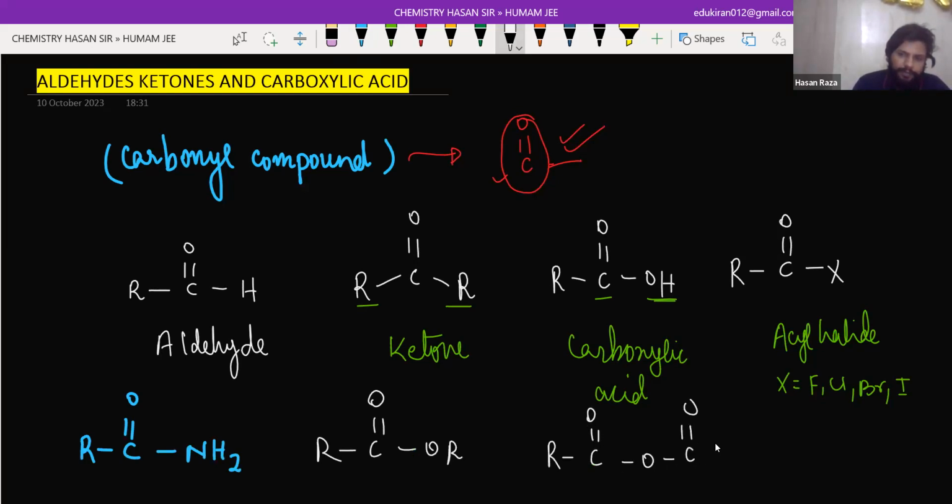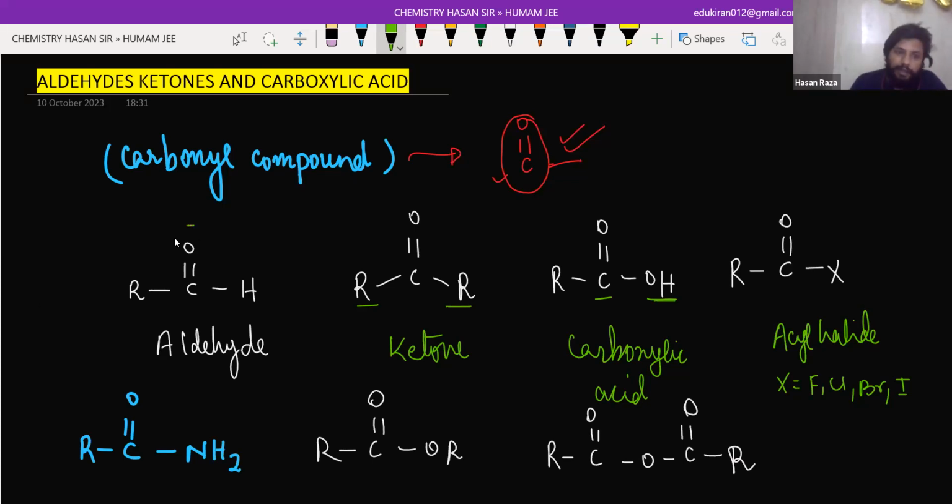So basically all I want to say is that we are going to start a new chapter, that is aldehydes, ketones and carboxylic acids. The chapter is also known as carbonyl compounds. Now what is a carbonyl compound? This is very important. A carbonyl compound is one in which C double bond O is present.